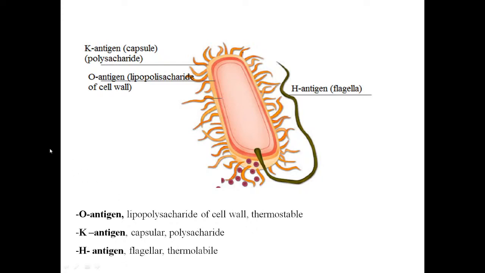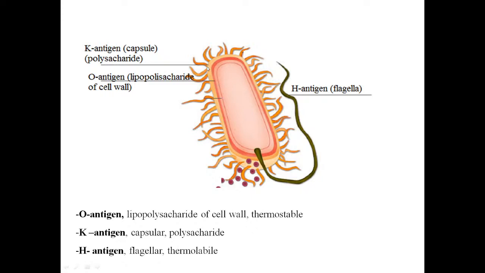This is a bacterial cell. In this diagram, you can see a bacterial cell. The bacterial cell wall is shown in red color. It has O antigen. It is the lipopolysaccharide of the cell wall. O antigen is thermostable. It is not killed by high temperature.